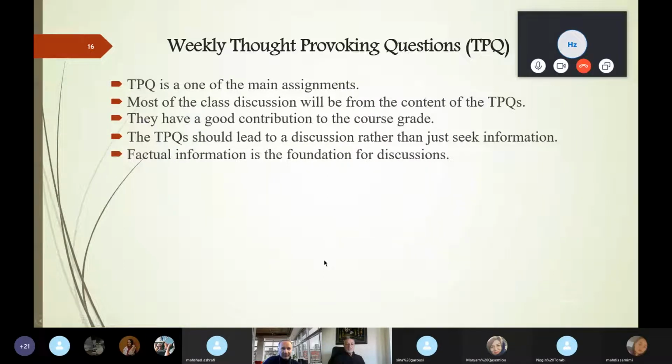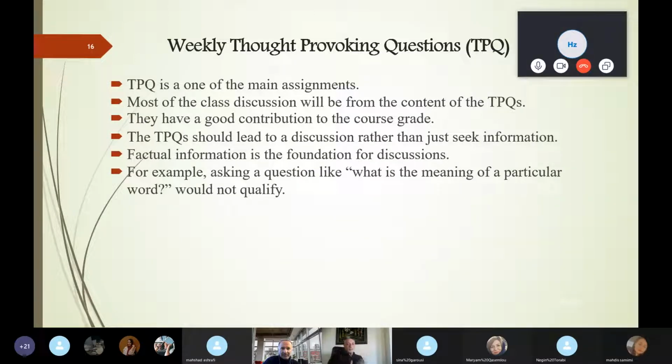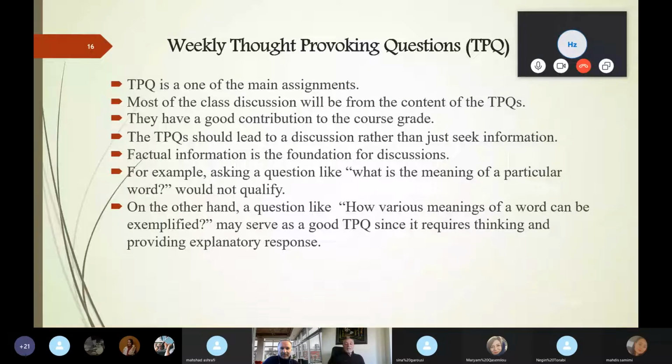An example: asking what is the meaning of a particular word is not a TPQ, not thought-provoking, because you can check it with your dictionary, with your mobile immediately. But asking something like how various meanings of a word can be exemplified may serve as a good TPQ, since it requires thinking and providing explanatory responses. And in many cases, it would create disagreement among students. That is what I love. When they disagree, they start talking, they start negotiating, and that is exactly when learning happens.